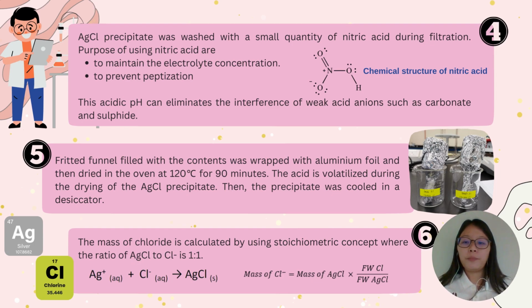Last but not least, to achieve objective 2, the mass of the chloride is calculated using the stoichiometric concept, where the ratio of silver chloride to chloride is 1:1. To obtain the mass of the chloride, we calculate using the mass of the AgCl obtained multiplied by the molar mass of the chloride and then divided by the molar mass of the AgCl. So we will obtain the mass of the chloride for the first run and the second run.